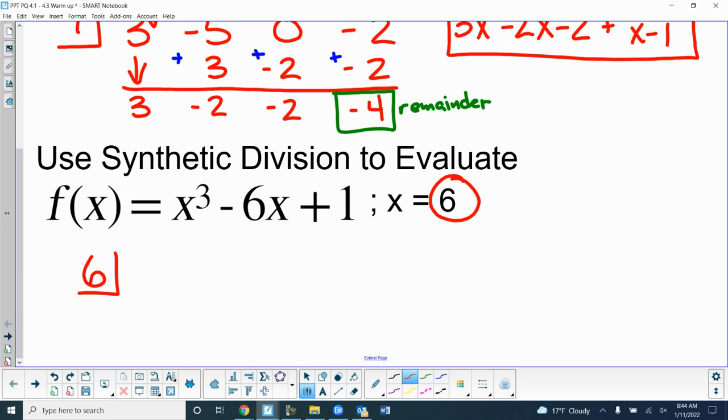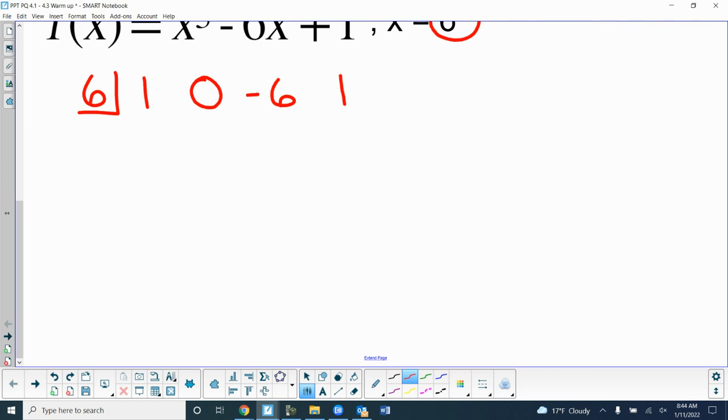All right? So I put a 1 in for the x cubed. What's missing? X squared. So I got to put a 0 for the x squared. And then -6 for the x, and then our +1. All right?